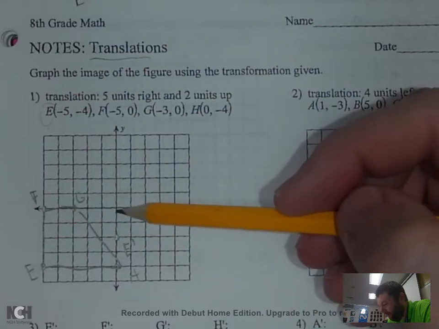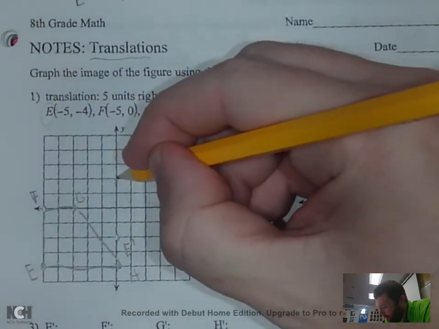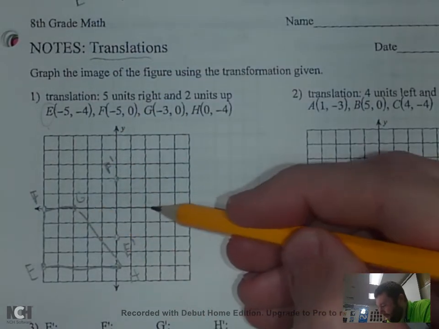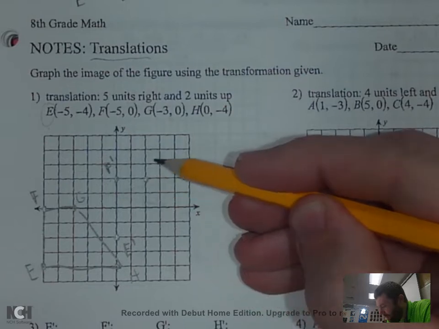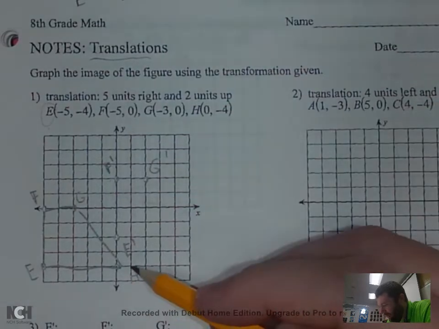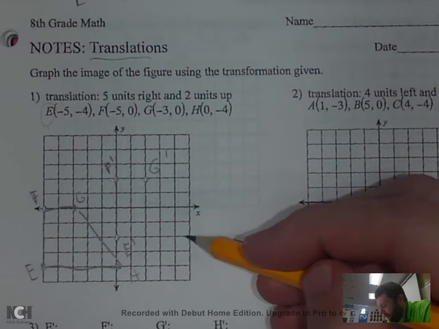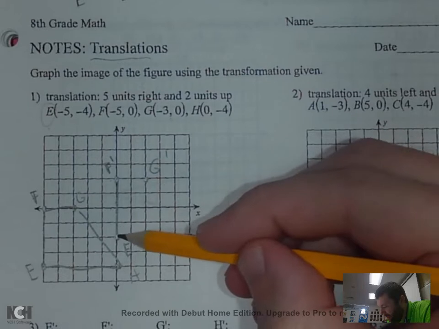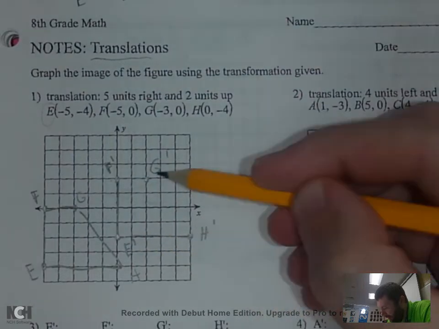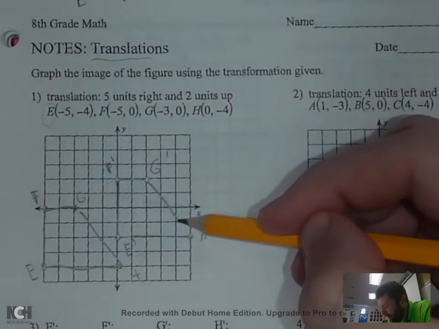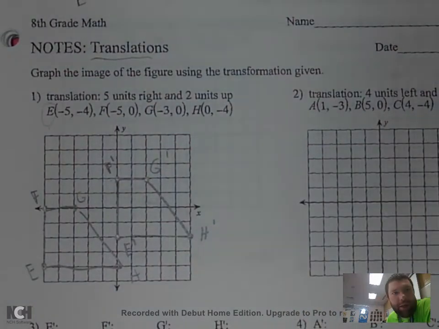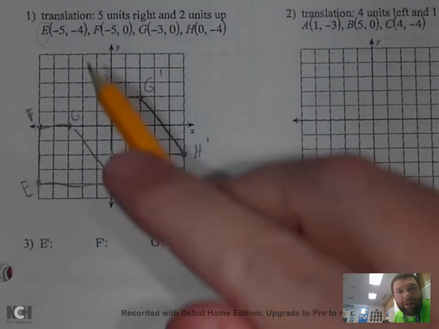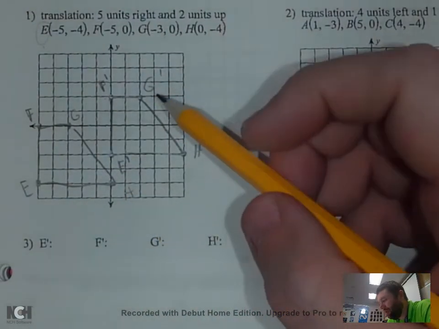F would go 5 right and 2 up. There's F prime right there. G would go 5 right and 2 up. There's G prime. And then H would go 5 right, 2 up. There's H prime. So this is my new transformed shape, translated 5 units to the right and 2 units up. Okay? Now that's not necessarily all I'm doing, right? So I just moved it 5 to the right and 2 up.